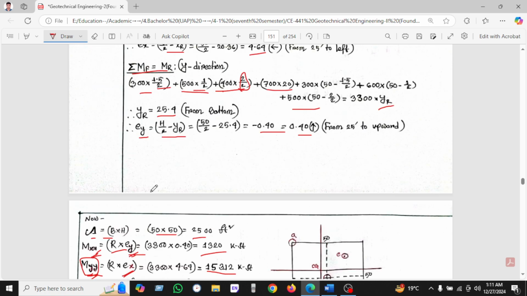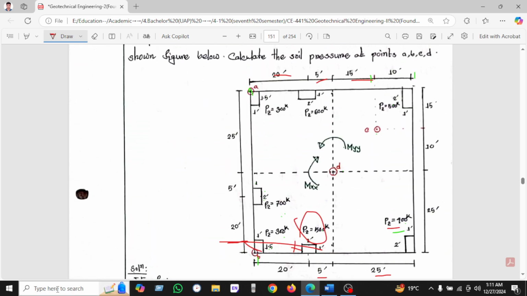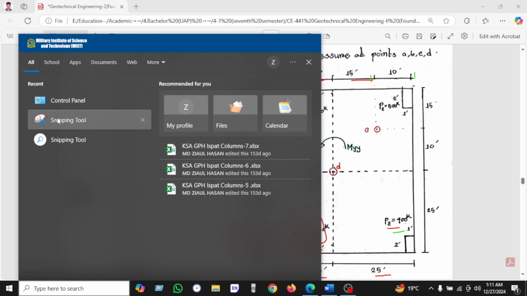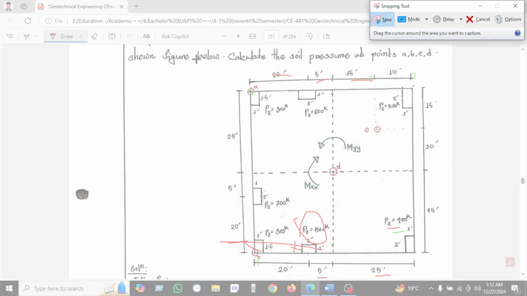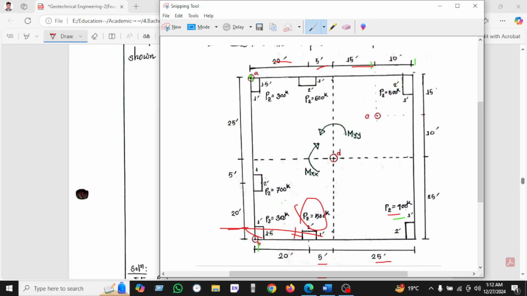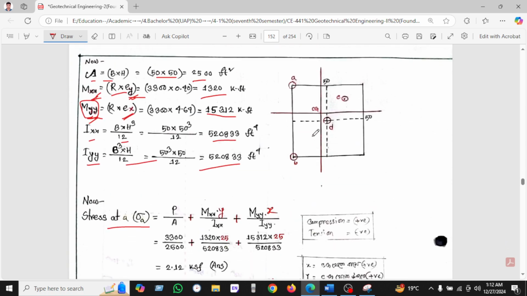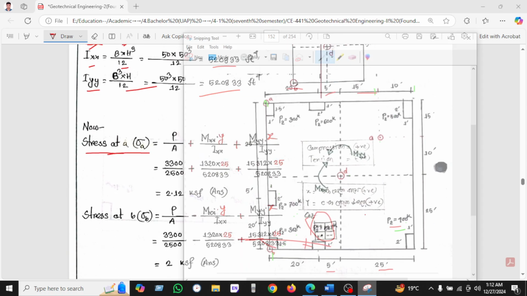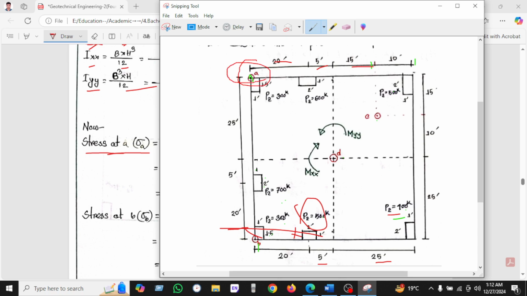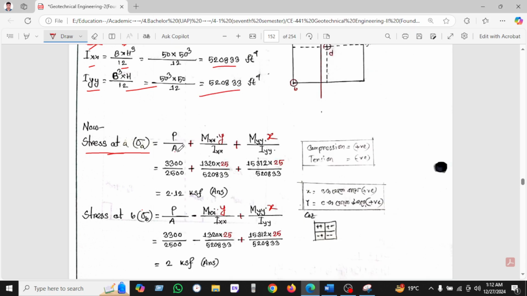Now stress at A. So this is our picture. Now we'll calculate stress at A. This is the point A. So now we calculate P by A plus Mx y by Ix plus My x by Iy, and putting in all the values, where y equals 25 and x equals 25, and found 2.1 feet.